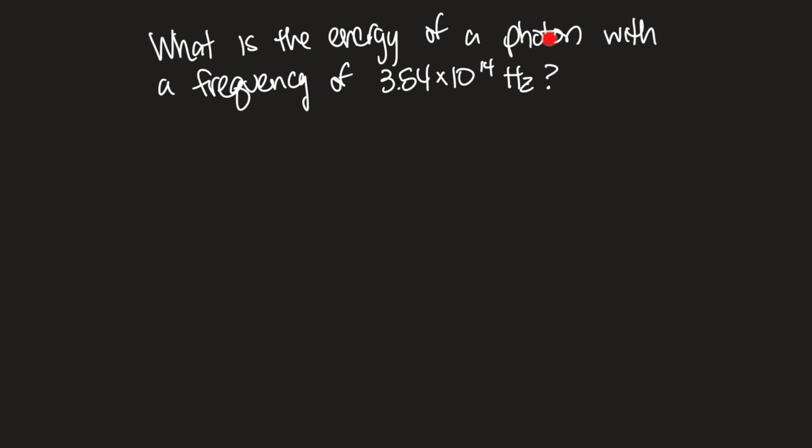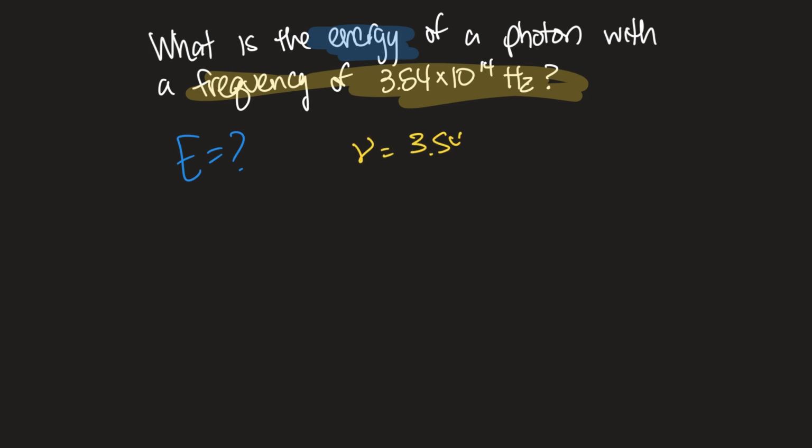Now, a photon is just an elementary packet of light. So it's basically light energy. What is the energy of a photon with a frequency of 3.54 times 10 to the 14th hertz? All right, so let's see what we're dealing with. We're trying to figure out the energy, so we're looking for E specifically, but we're given the frequency, which is 3.54 times 10 to the 14th hertz.